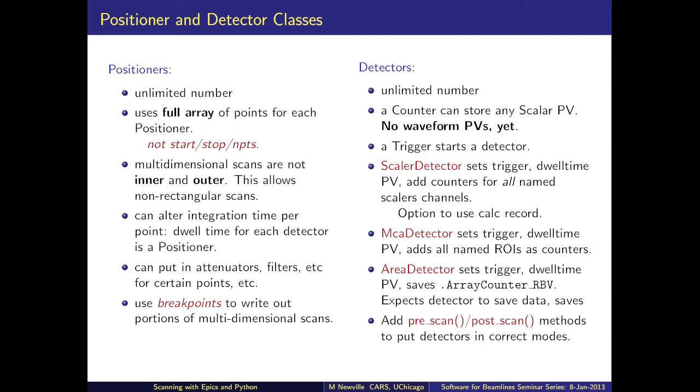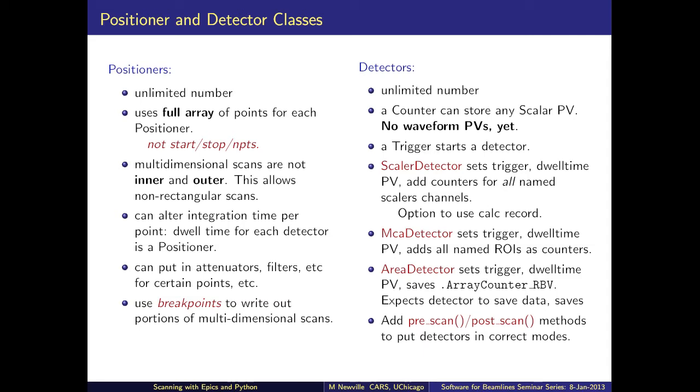So a counter can store any scalar PV. It doesn't support waveforms yet. I'm expecting that waveform PVs will be written in other ways, like for area detector, but mostly how to save them and how to write them to disk is the main issue for waveform PVs. And there are several classes of detectors already written: scalar detectors, MCA, area detectors, and for most of these, they know what to save already. So for a scalar, everything that you've named in a scalar will be saved. You don't need to say you want to save S1, S2.